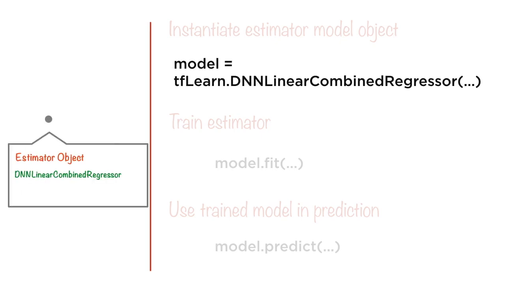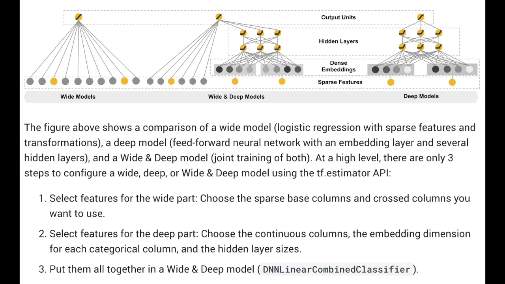A linear combined regressor is a pretty interesting type of model. This effectively combines two neural networks, one of which is deep and the other of which is wide. And for this reason, a model of this sort is called a deep and wide model. Let's very quickly take a look at what the TensorFlow docs have to say about deep, wide, and deep and wide models.